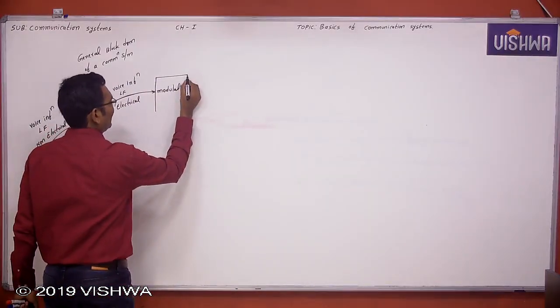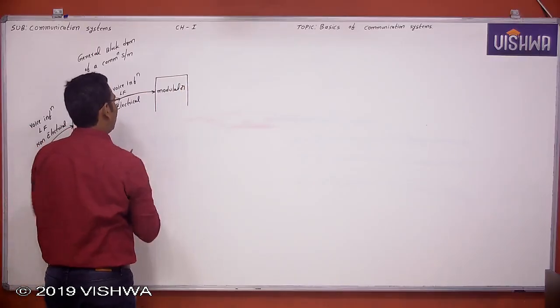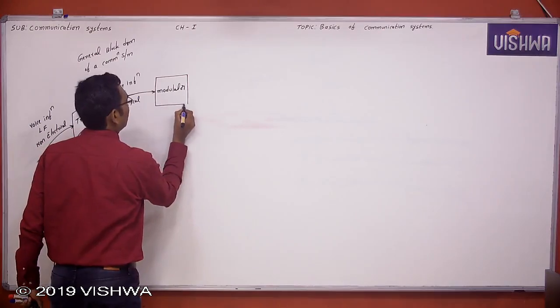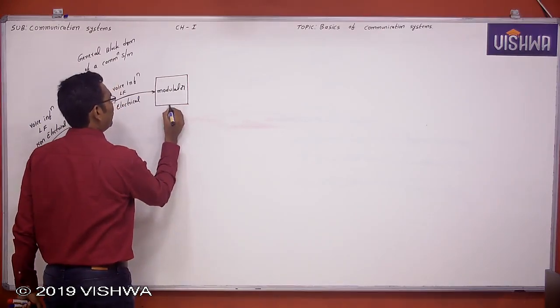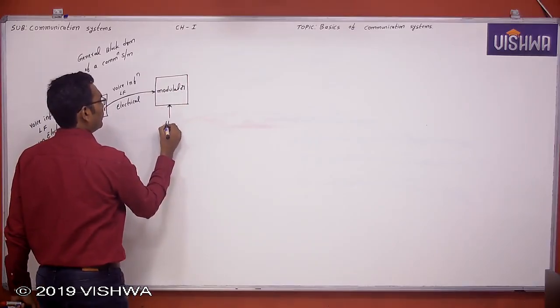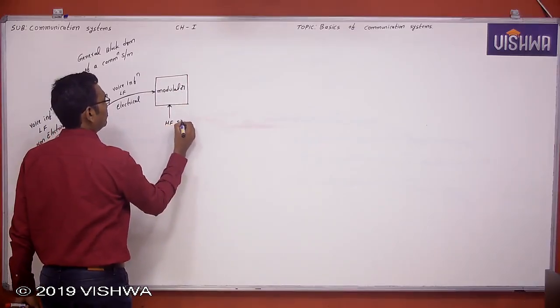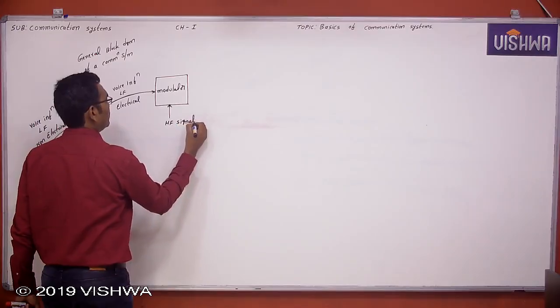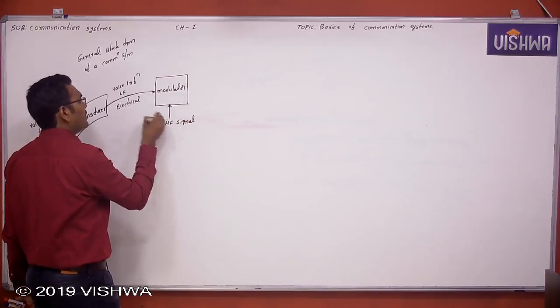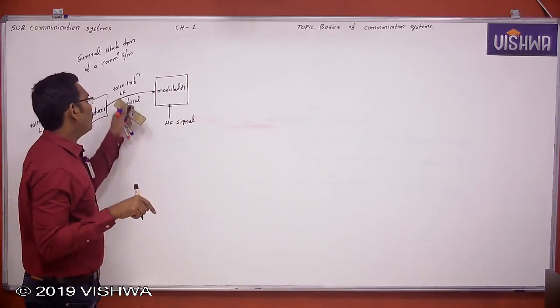Now let us assume this is an oscillator. This oscillator will generate a frequency. It generates a high frequency signal. Now see here, this is the high frequency signal. This high frequency signal will safely carry the low frequency information.